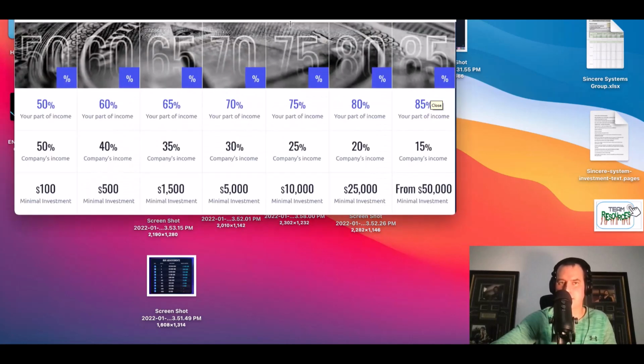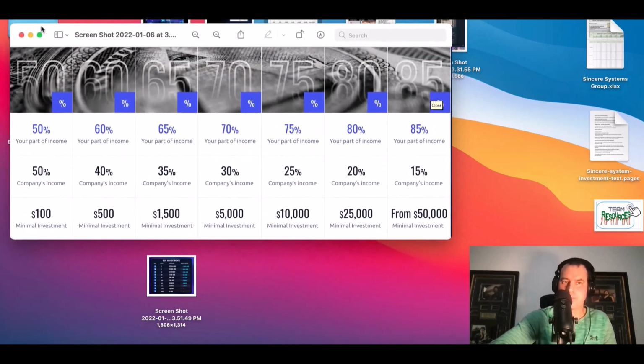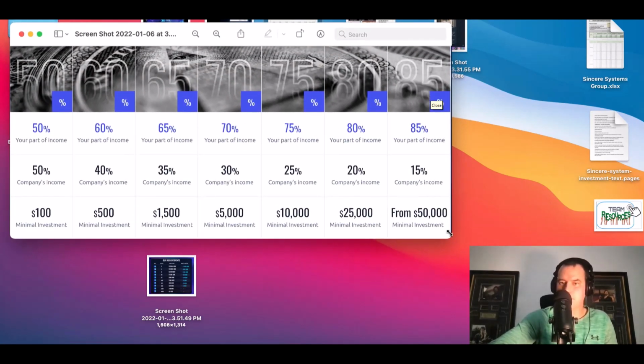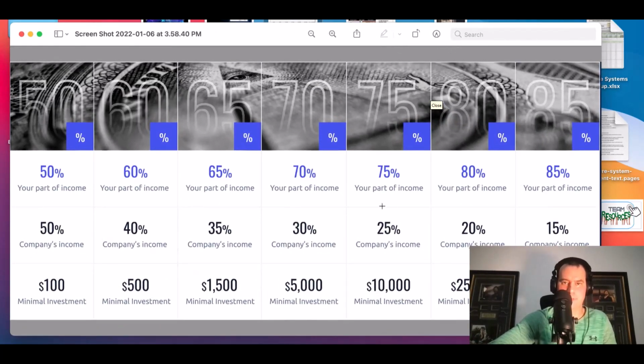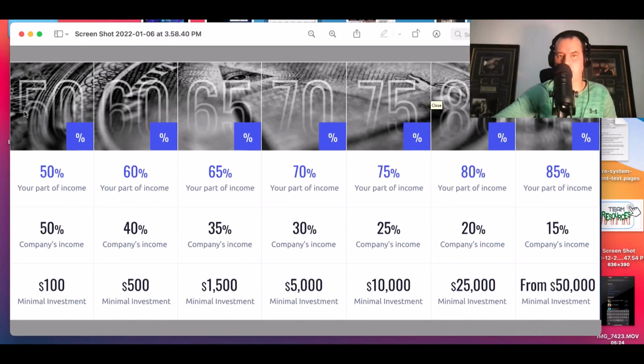This is my screenshot of the investment plans. I'm going to refer this screenshot to the actual website, my back office, and I'll talk about what it means, because this is one of the biggest questions I get from people: what does this 50-50 mean here, like 50% on a $100 investment?